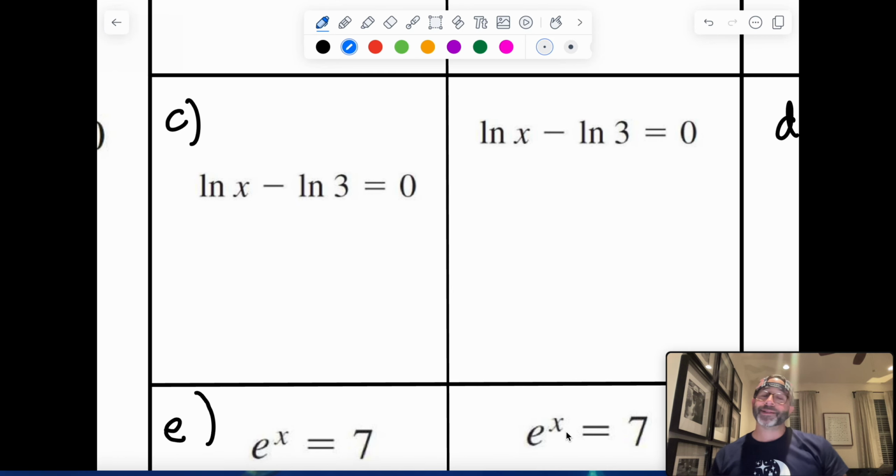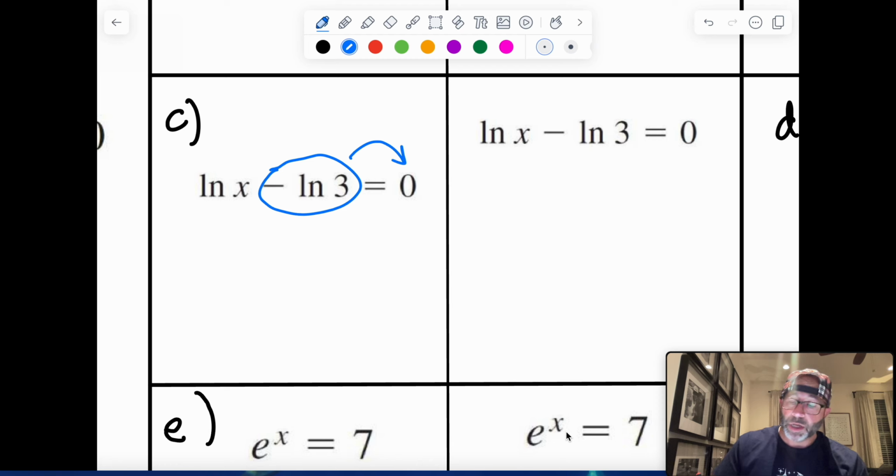Hopefully you notice here that this is a lot like the last one where we have a one-to-one relationship possible here. If I take this and move it over, we end up with natural log of x is equal to the natural log of 3. And then we could say, well, my bases are the same, my natural logs are the same, and so I could just say that x is equal to 3.